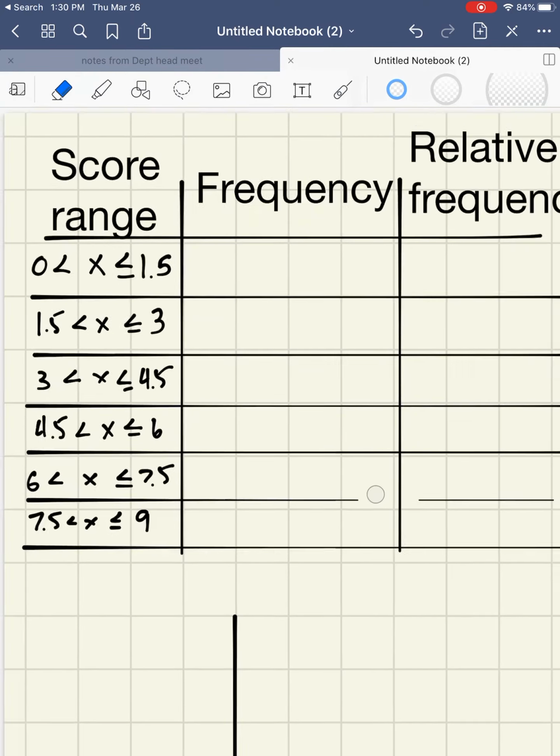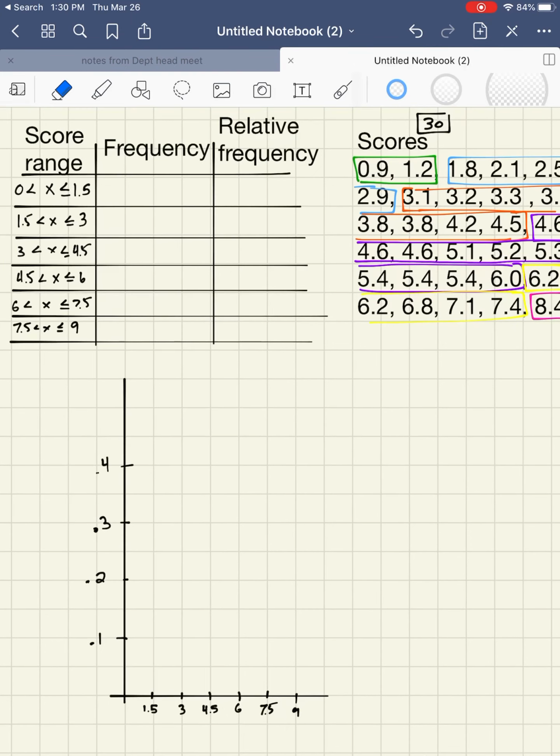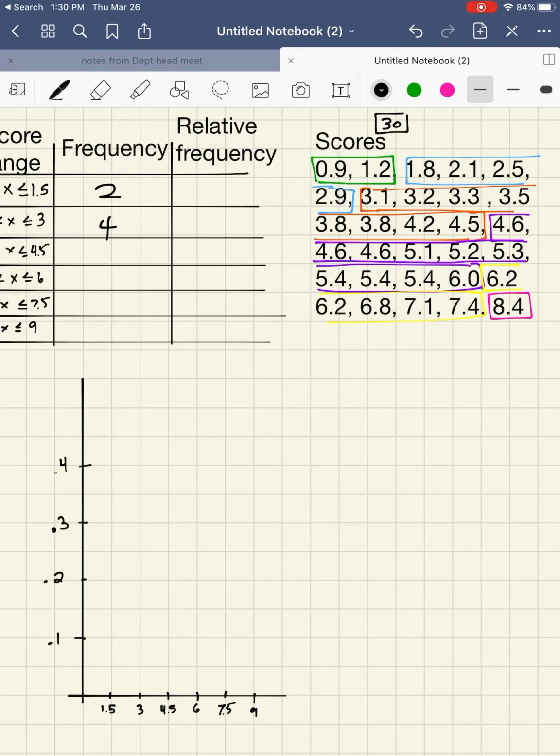Okay, so we're going to do a quick count of all of these different things. We know that the first group would have 2. The next group is 4. Then I believe it's 8. 2, 4, 6, 8. There are 10 between 4.5 and 6. There are 5 and 1 in those last 2 groupings.